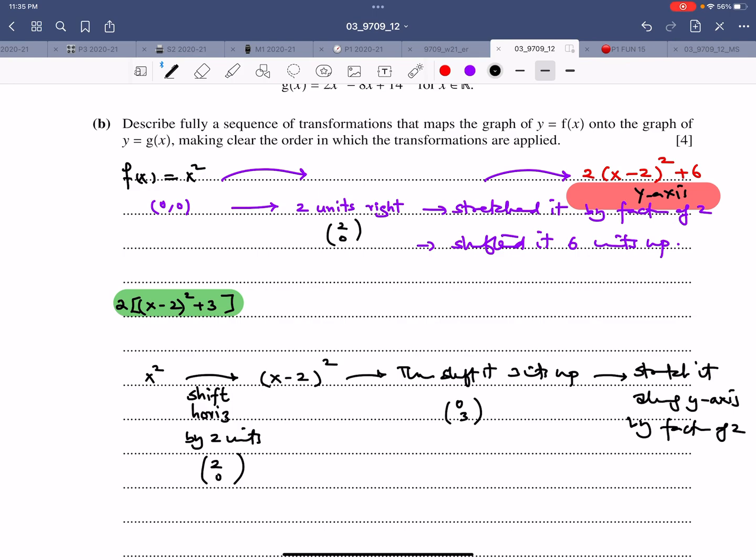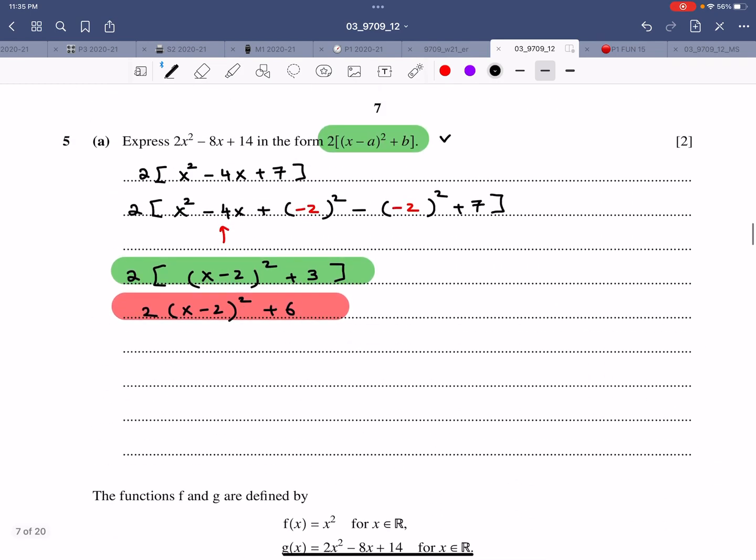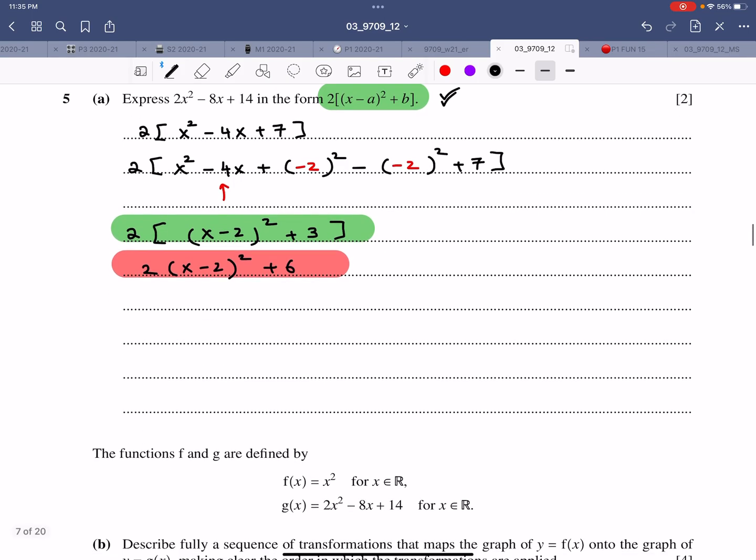So this over here is 6 units up, so that is (0, 6). Now the answer looks different. I would prefer the green answer because the examiner has shown us this way, so let's stick to this way. If the examiner did not specify, then the orange answer is also acceptable.